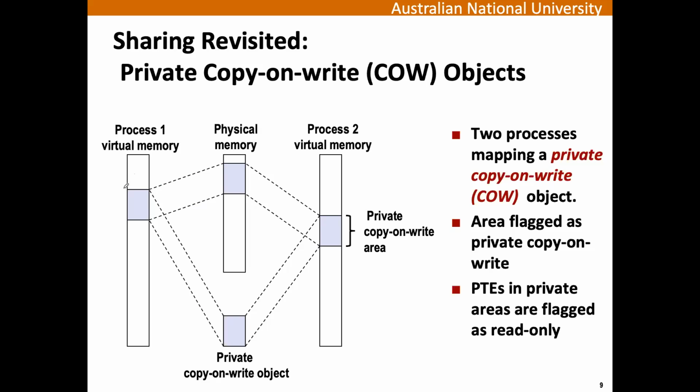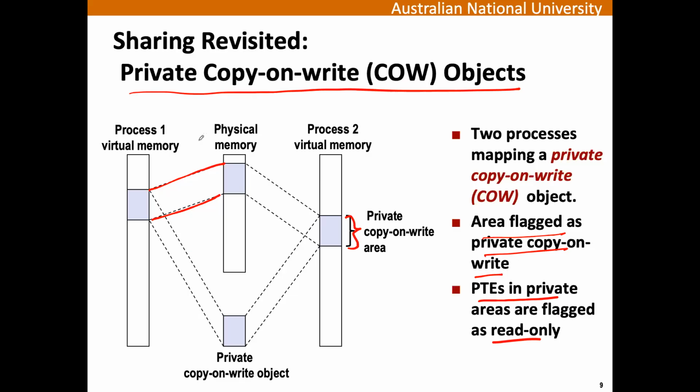Processes can also map a virtual area as private copy on write. So here we have a virtual area. Process 1 has mapped the shared object. Process 1 maps the object as private copy on write, and it ends up in physical memory when there's a page fault. A second process maps the same object as private copy on write. And this area is flagged as copy on write in the kernel data structures, and the PTEs are all flagged read-only.